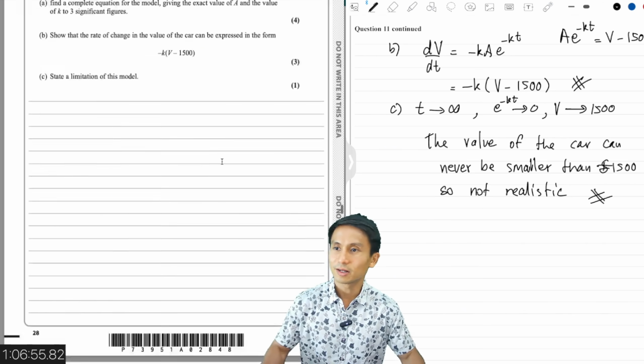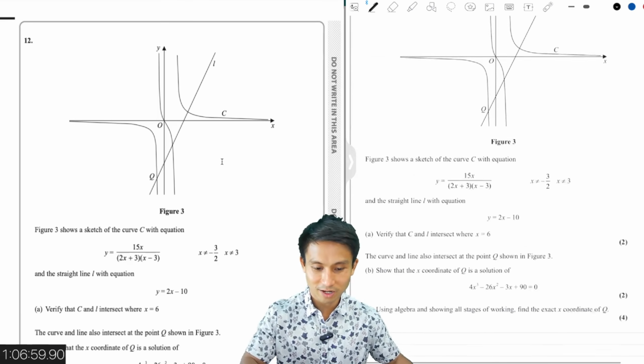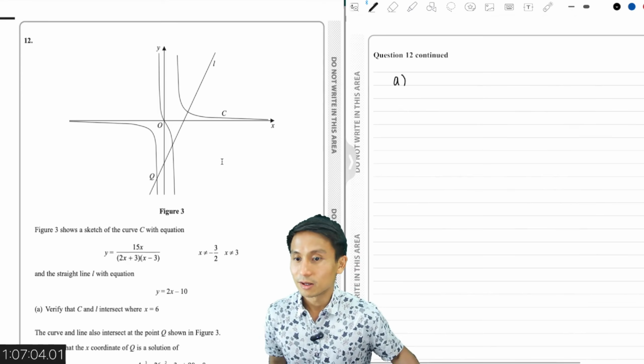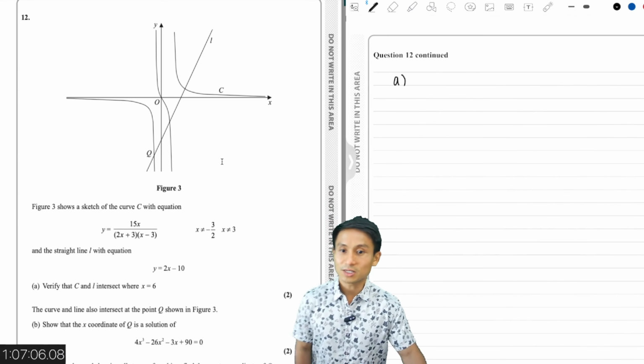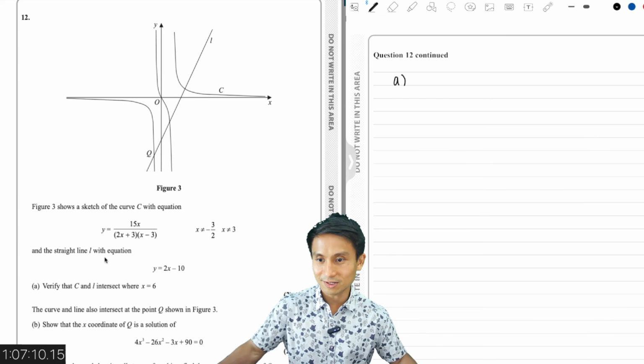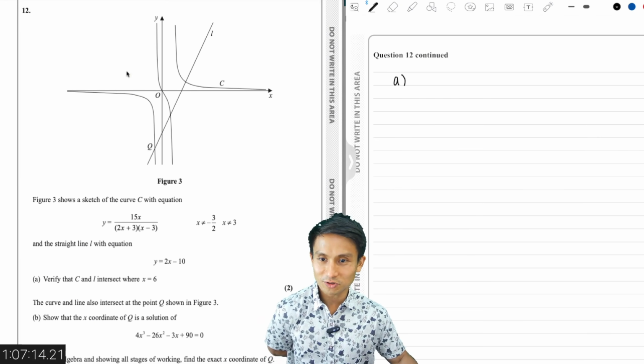Okay, number 11 is done, and number 12, a graph again. We are at 1 hour and 6 minutes, so I think we're fine. Figure 3 shows a sketch of the curve C with equation that. All right, interesting. We have a lot of lines here. The straight line L with equation that. Okay, so we have 2 functions here, the curve and the line.